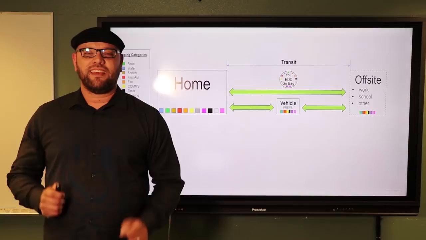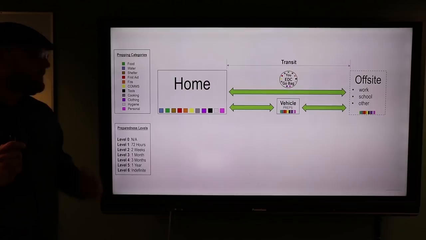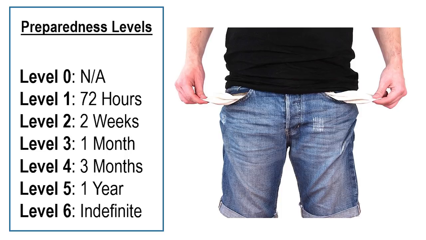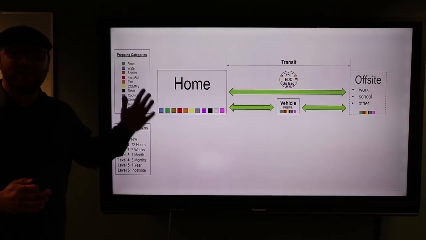There's various levels of preparedness that we're going to talk about next. Let me turn off the light so you can see it a little bit better. So here's what I have for my preparedness levels. You have level zero, which is nothing. So if you're the average person, you're not even thinking about emergency preparedness or prepping or being a prepper. So you have no EDC, you have no go bag, you don't have home preps. So level zero is just nothing.